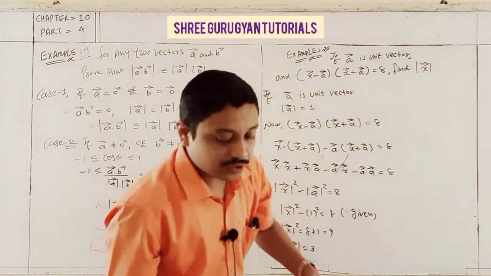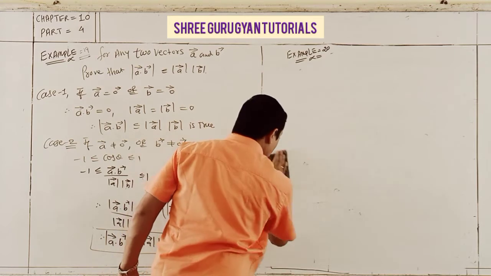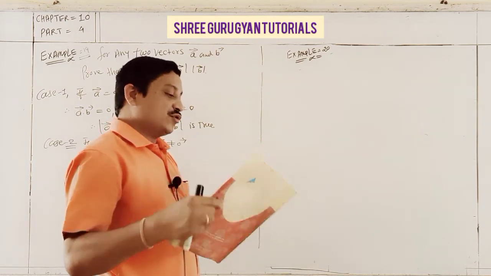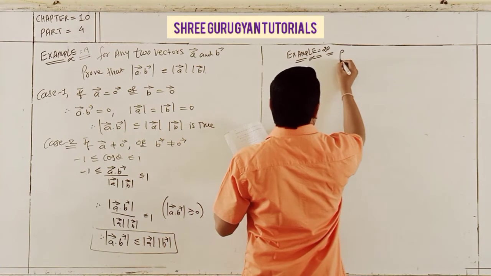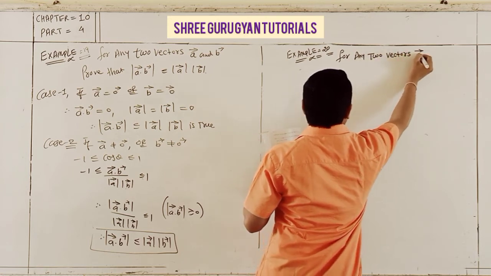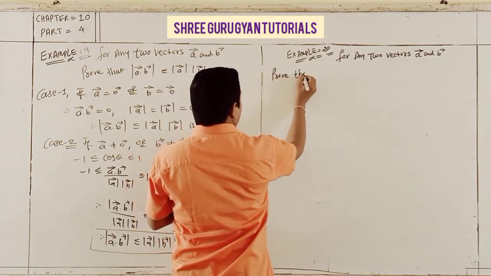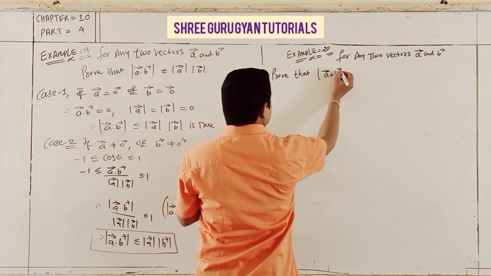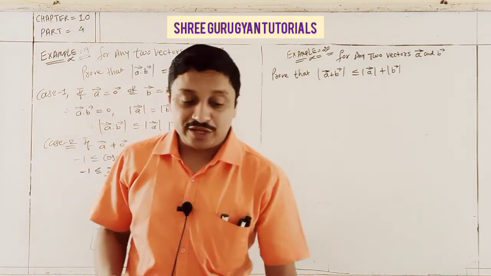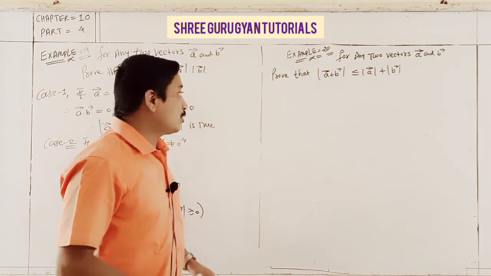Yes, to prove for any two vectors. Now example 20. The question continues: for any two vectors A and B, prove that magnitude of A plus B is less than or equal to magnitude A plus magnitude B. Here also we can cover it, and this is called your triangle inequality. Yes, this is your triangle inequality property. I am going to case 1.